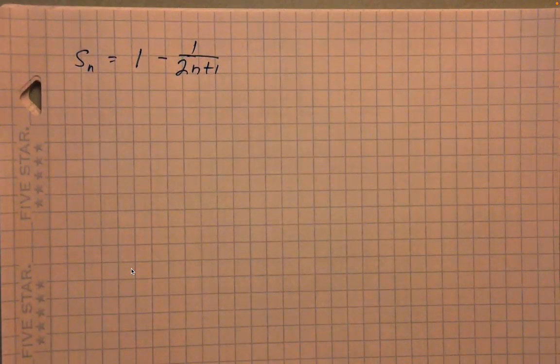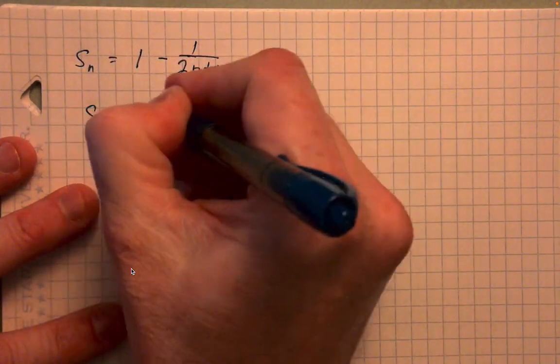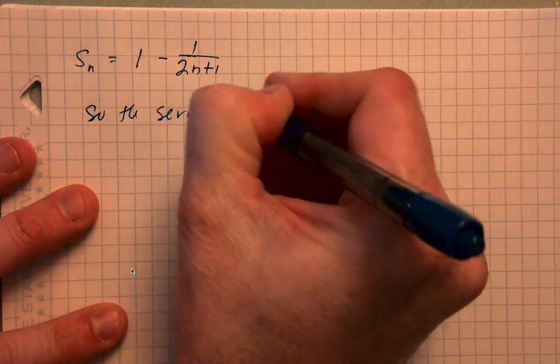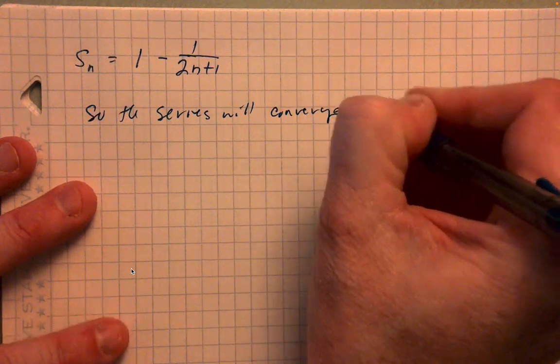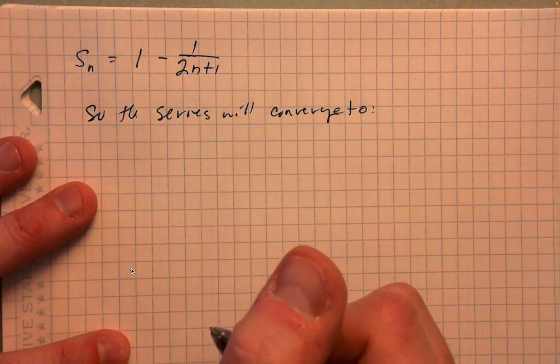Everybody can see that, I hope. So basically, all of the terms in the middle will undo one another, right? And so the series will converge, and specifically, what is it going to converge to?